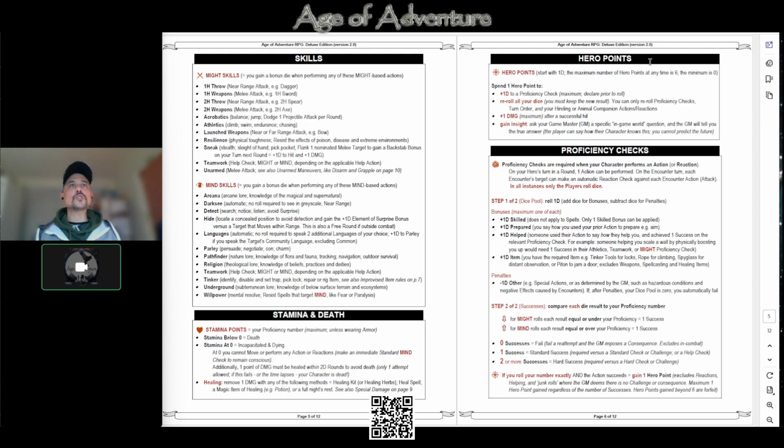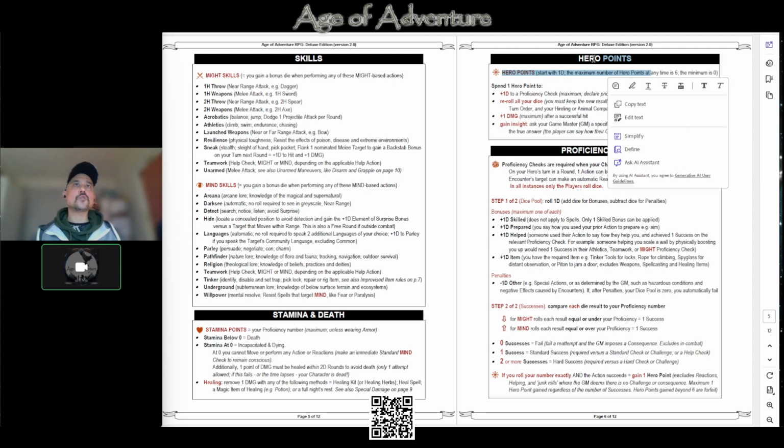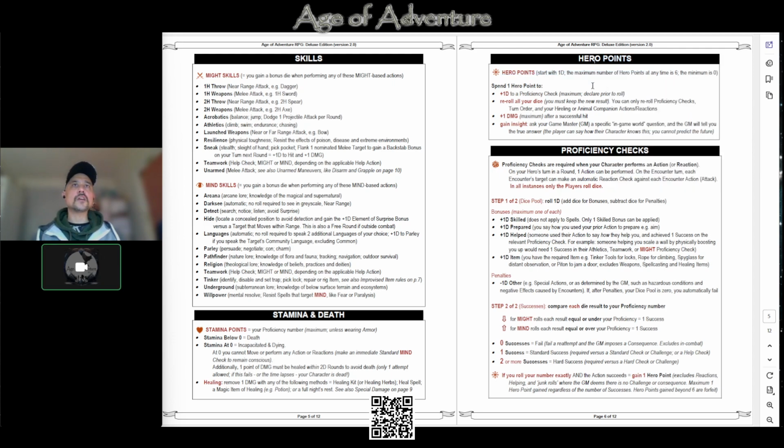The game also has a meta currency called hero points. I quite like this, not unique to Age of Adventure, but whenever a character performs an action, they can use a hero point to add 1 dice to the dice pool. So there's a way to improve your number of dice. They can use a hero point to re-roll all their dice, but then they have to keep the new result.